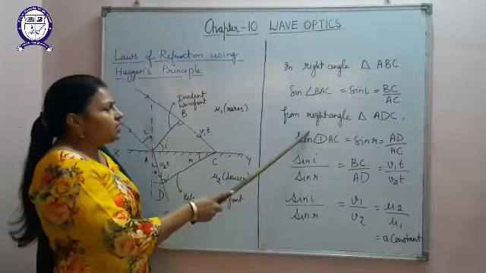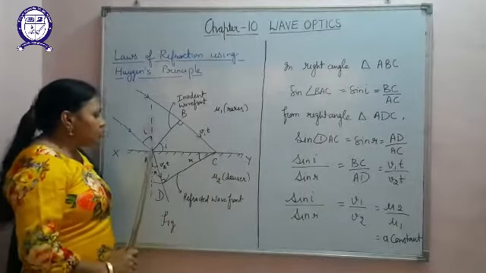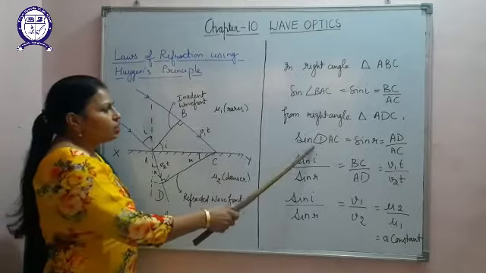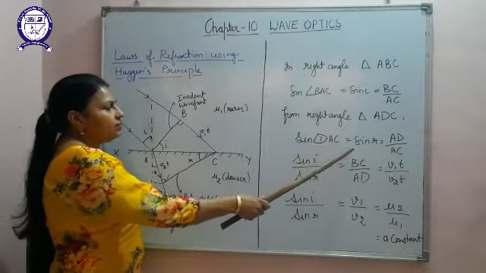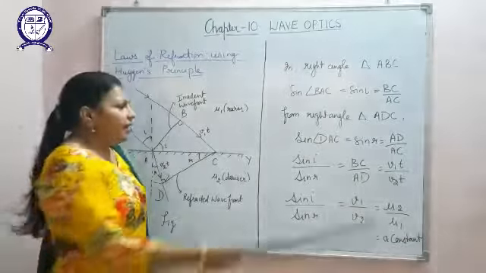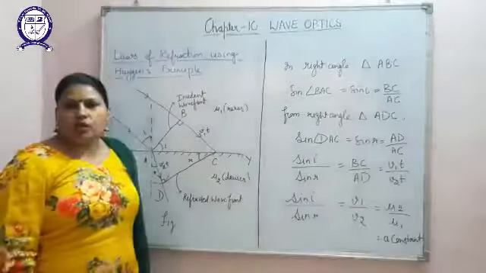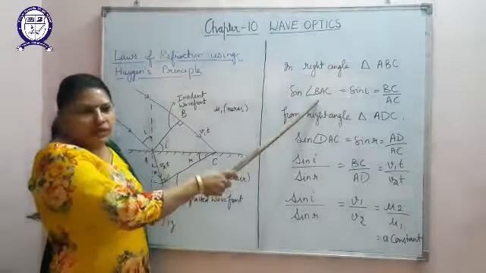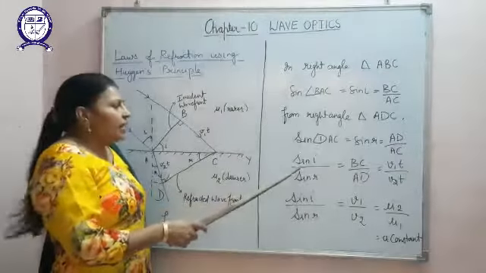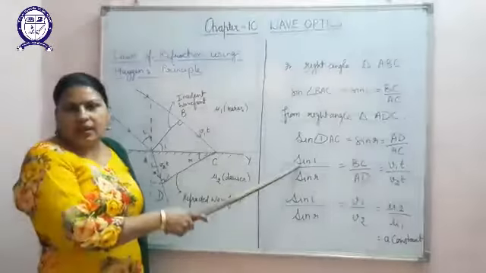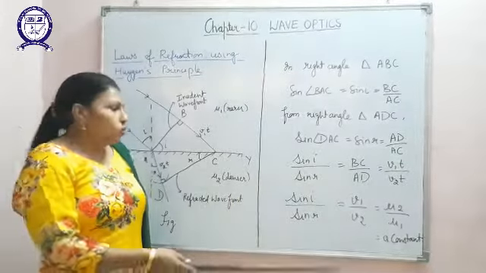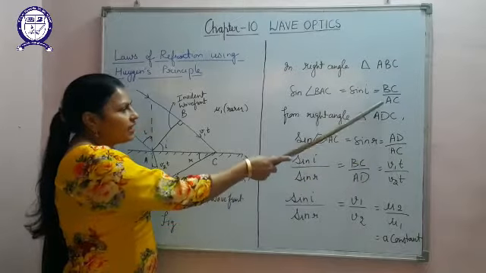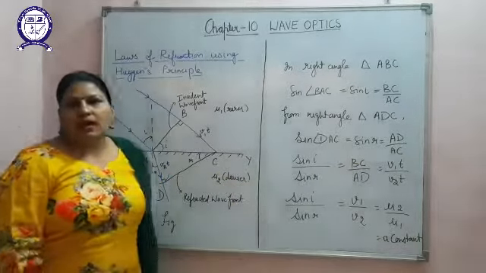Now in the very next case, in the right angle triangle ADC, if we want to calculate the sine of angle DAC, which is sine r, it is given by AD by AC, which is again perpendicular upon hypotenuse. So we can get the ratio of sine of angle BAC to sine of angle DAC, and hence we get sine i by sine r, which is called Snell's law. AC is common to both and gets cancelled out, and we get BC by AD.